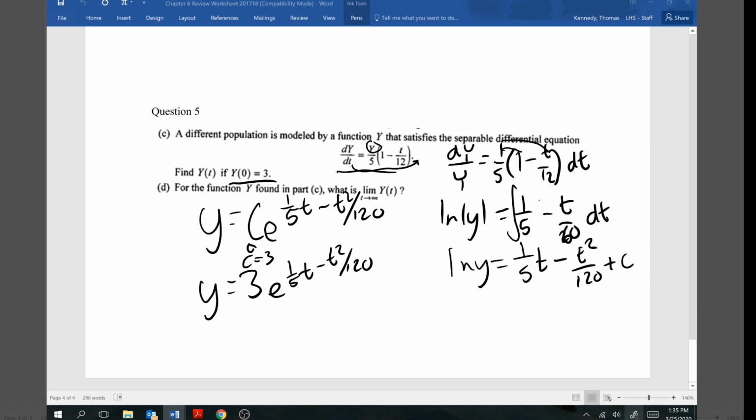And then it says, for the function y found in part C, what is the limit as x approaches infinity of this equation? So if I approach infinity, this is smaller than t squared over 120. So that means this is e to the negative infinity. E to the negative infinity is 0. So this is 0 as you approach negative infinity. And that's it.